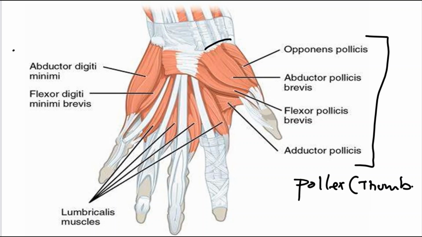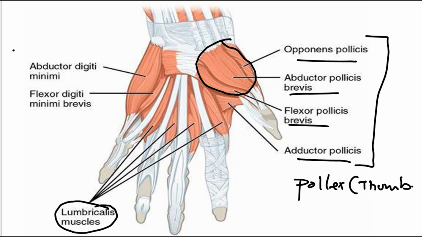So these are the muscles of the thenar eminence. You've got the opponens pollicis, the abductor pollicis brevis, which abducts your thumb, the flexor pollicis brevis, which flexes your thumb, and the adductor pollicis, which adducts your thumb. The lumbricals are responsible for fine movement of the fingers, and they are inserted into this here, which is called the extensor hood.